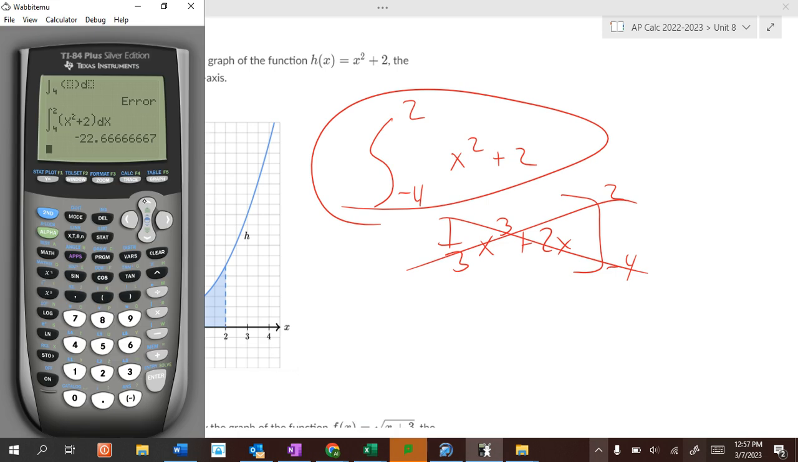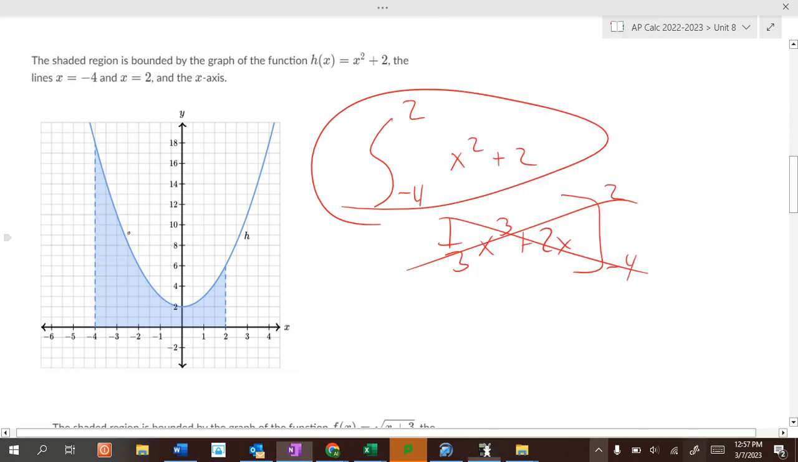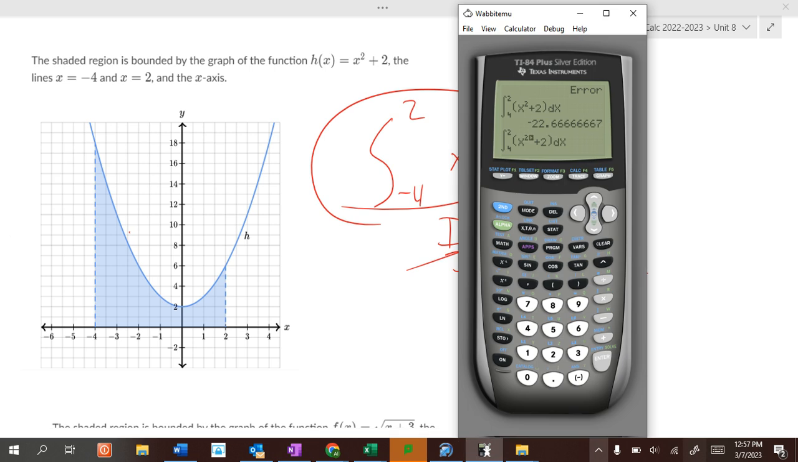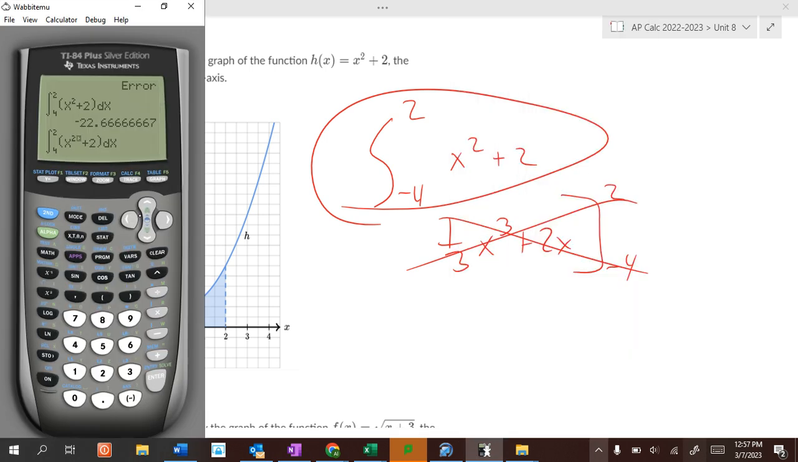Yes. Okay, I screwed that one up again because I need to put a negative 4 on the bottom, not a 4. Wait, so do you put dx? Yeah, I got 36.